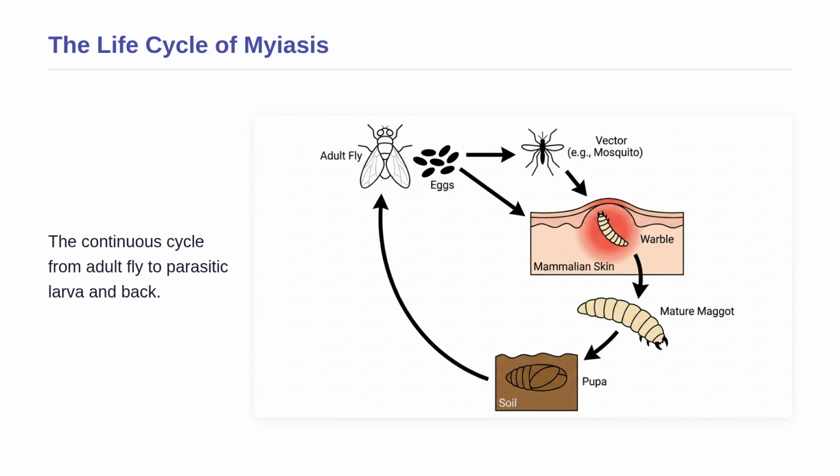Once the maggot matures, it drops out of the host and burrows into the soil to pupate. Finally, an adult fly emerges from the pupa in the soil, and the destructive cycle begins all over again.